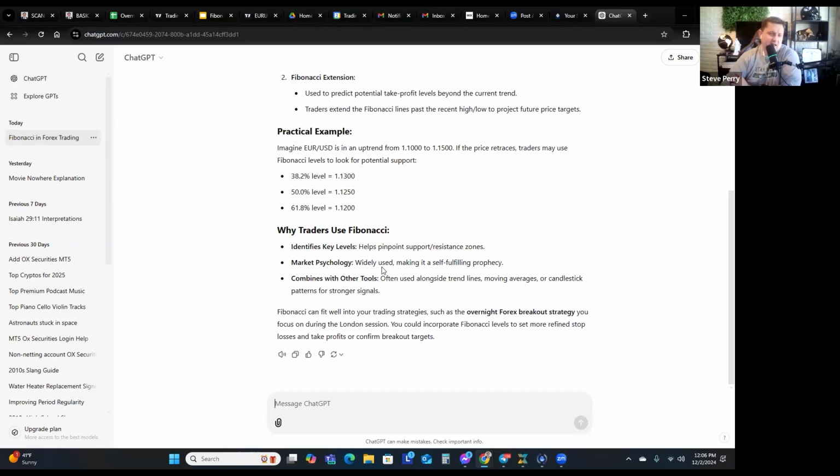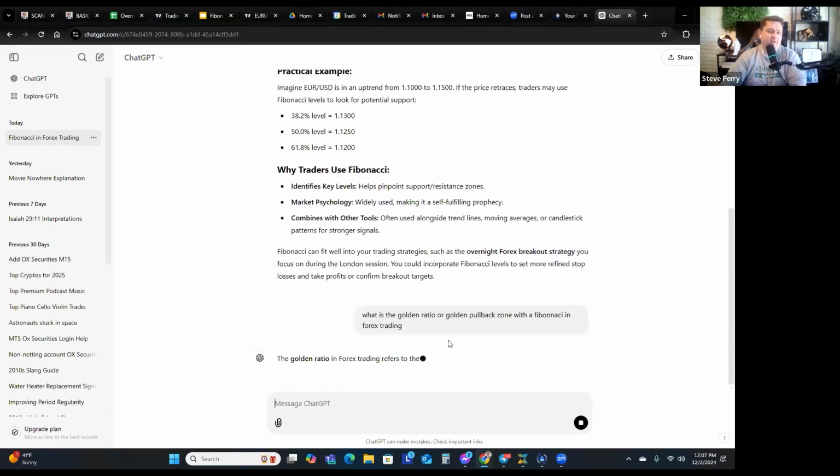Okay, what other? I wanted to ask the AI another question about Fibonaccis. Let's ask the AI this. What is the golden ratio or golden pullback zone with Fibonacci in forex trading? Okay, let's ask the AI and find out.